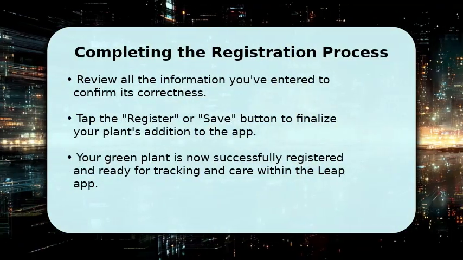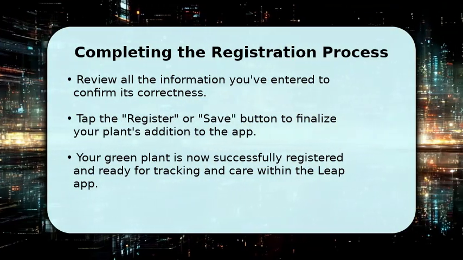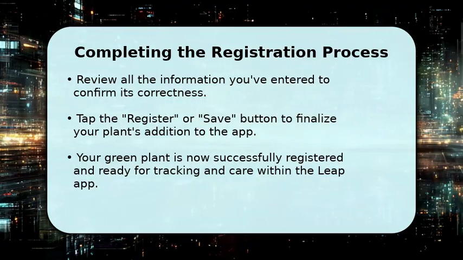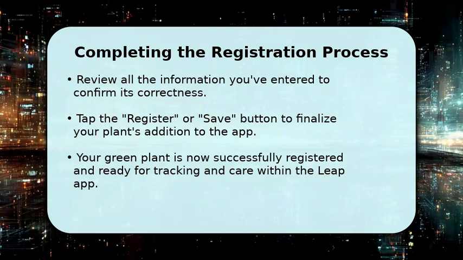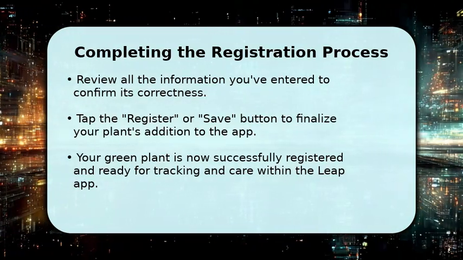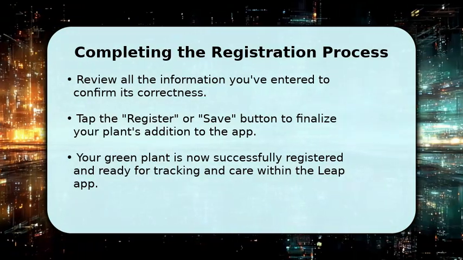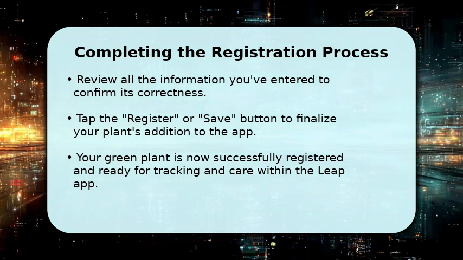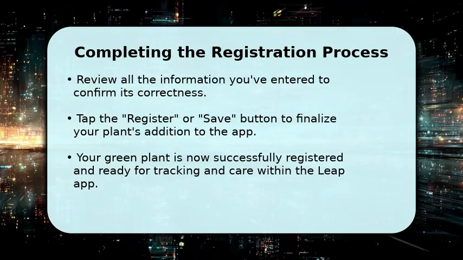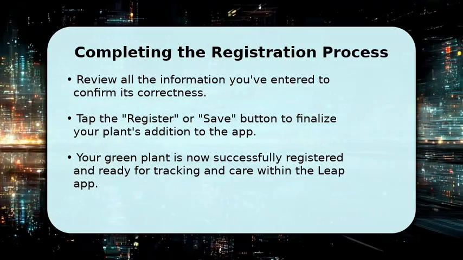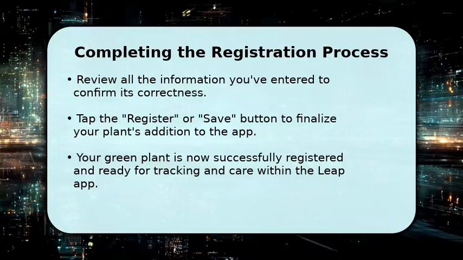Finally, review all the information you've entered one last time to confirm everything is correct. Once you're satisfied, simply tap the Register or Save button to finalize your plant's addition to the app. Congratulations! Your green plant is now successfully registered and ready for personalized tracking, care reminders, and all the wonderful features the Leap app offers to help your plant thrive. It's that easy.